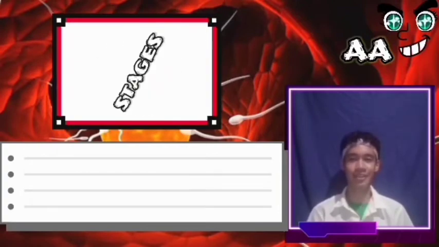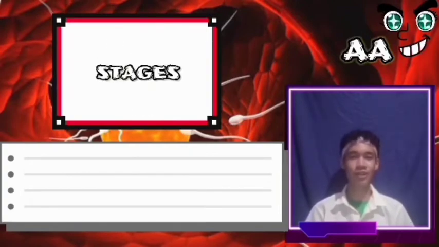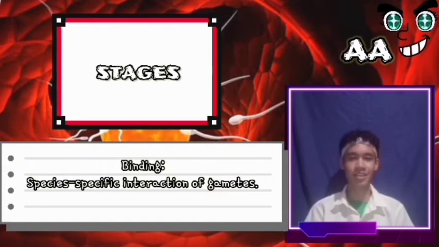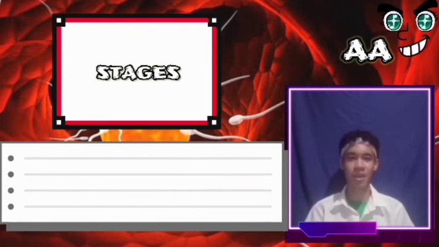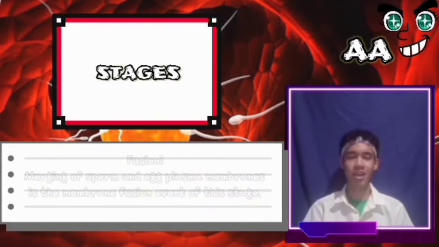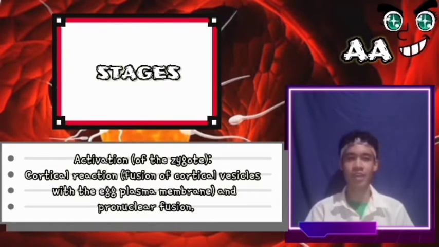As I mentioned earlier, there are four stages to fertilization. The first one is preparation, in which capacitation and the acrosomal reaction occur. Acrosomal vesicle fusion is the membrane fusion event of this stage. The next stage is binding, the species-specific interaction of gametes. The third stage is fusion. Merging of sperm and egg plasma membranes is the membrane fusion event of this stage. The last stage is the activation of the zygote, in which the cortical reaction, or the fusion of cortical vesicles with the egg plasma membrane, and pronuclear fusion occur.